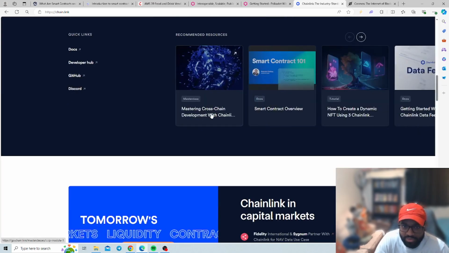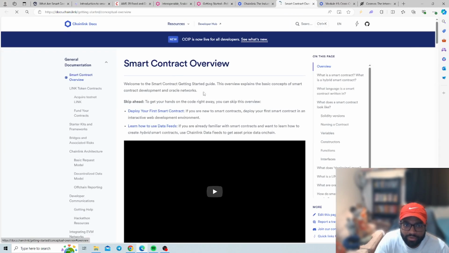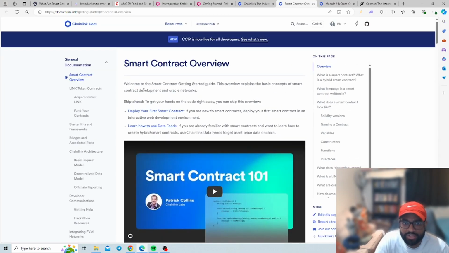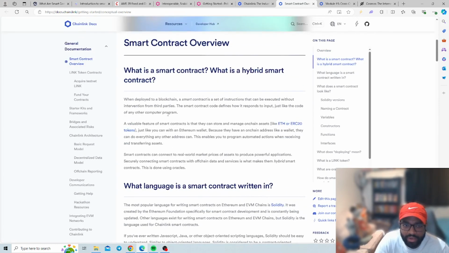So it just shows being able to have mastering cross-chain. It has a smart contract overview. Let's actually just read into this. Welcome to the Smart Contract Getting Started Guide. This overview explains the basic concepts of smart contract development and oracle networks. So let's actually read this, scroll down. What is a smart contract? What is a hybrid smart contract?